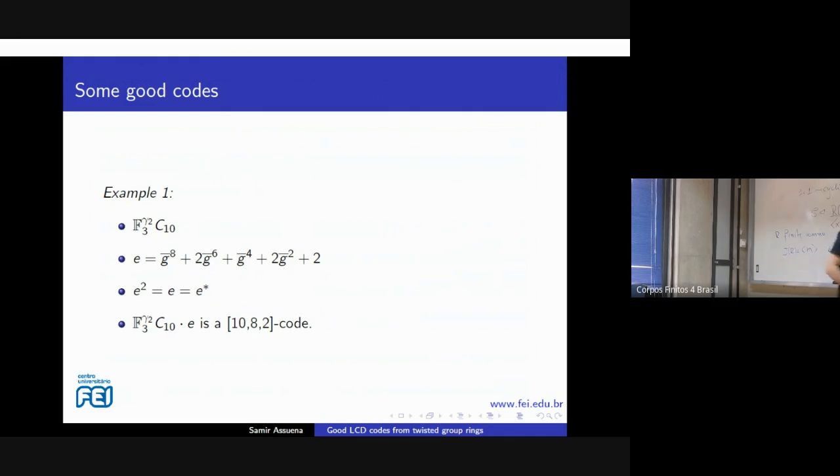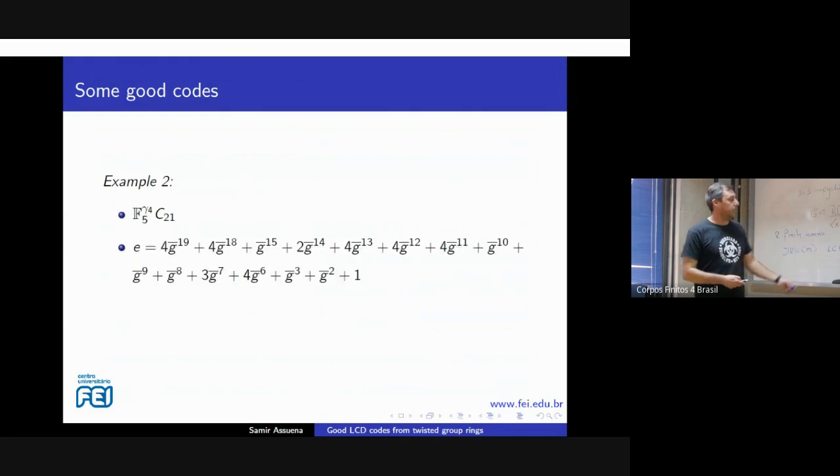and this code achieves the best, the maximum minimum weight known for this length and this rank in this case.